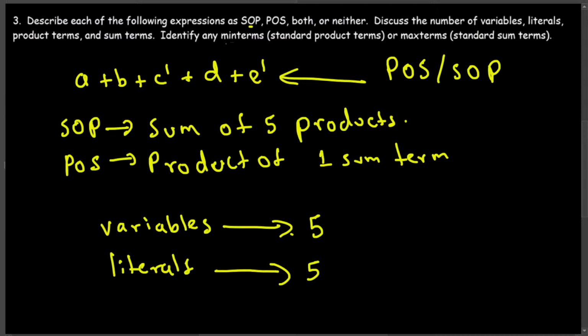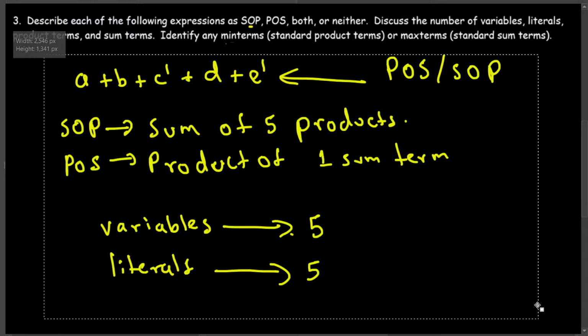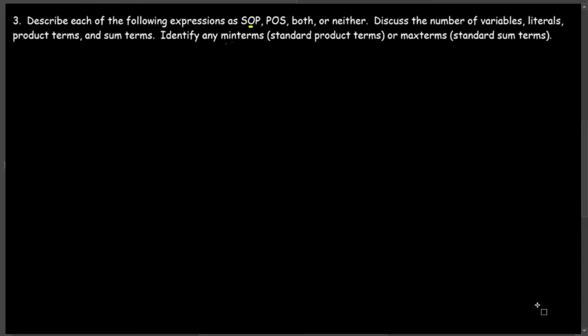Now let's look at an example of this question. Here the question is asking, describe each of the following expressions as SOP, POS, both or neither. Discuss the number of variables, literals, product terms, and sum terms. Identify any min terms, max terms, stuff like that. So let's say we have an expression like this.